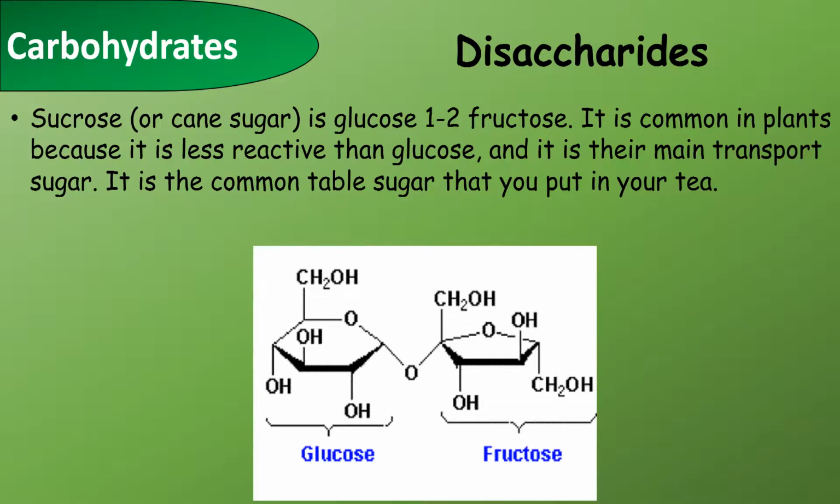Sucrose is a glucose 1,2-fructose. It is common in plants because it is less reactive than glucose and it is their main transport sugar. It is the common table sugar that you put in your tea. So you can see that sucrose is made up of a molecule of glucose that is bonded to a molecule of fructose.